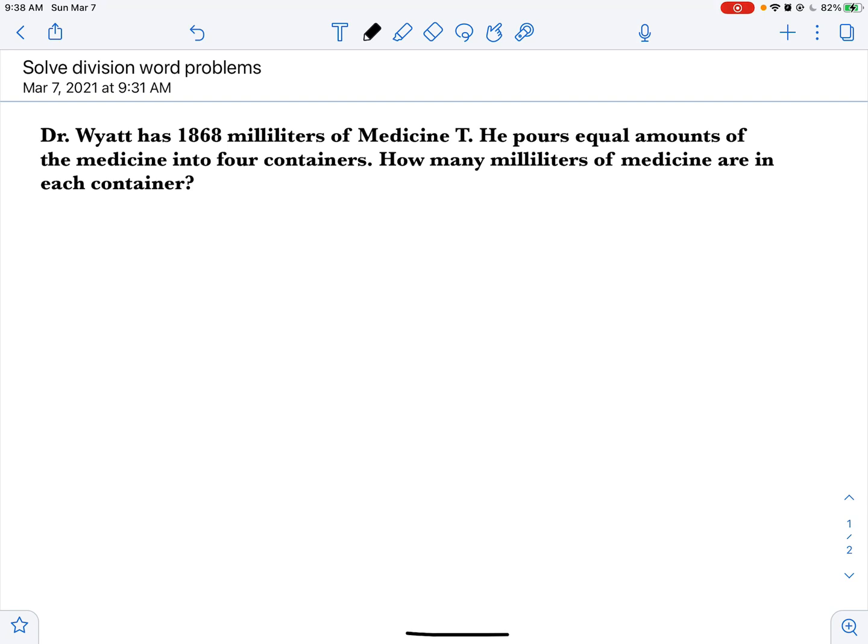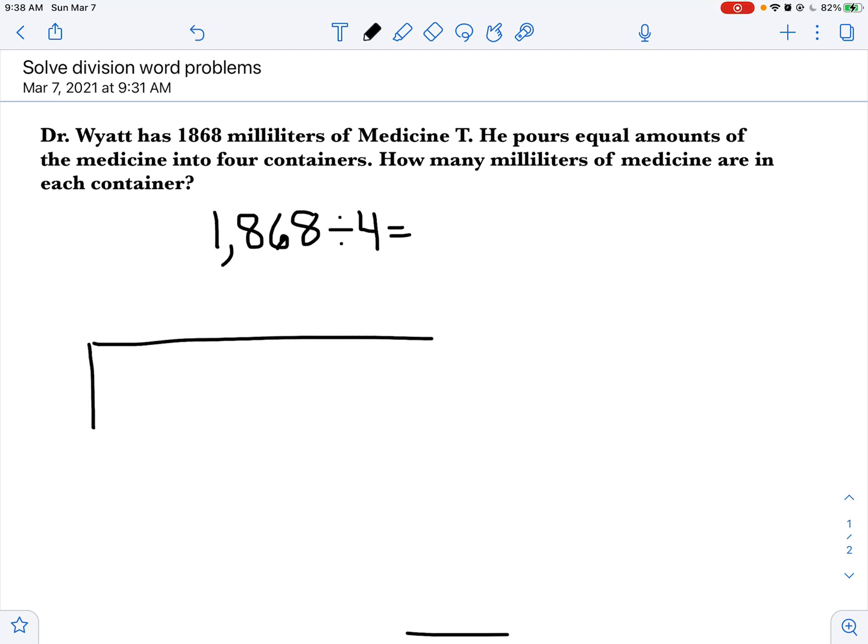Okay, so if you said this is a straightforward division problem, you're right. We are simply working with 1,868 milliliters of this medicine tea. Maybe he's designing the vaccine for our virus. And we're going to just divide it into 4 equal containers, right? He's separating it into 4 containers. Nothing else is added. No other numbers are given. So it's a straightforward division. So we're going to go ahead and use our area model for this.